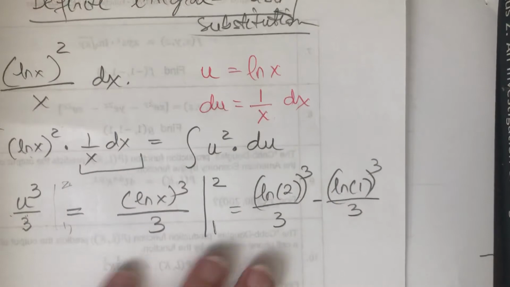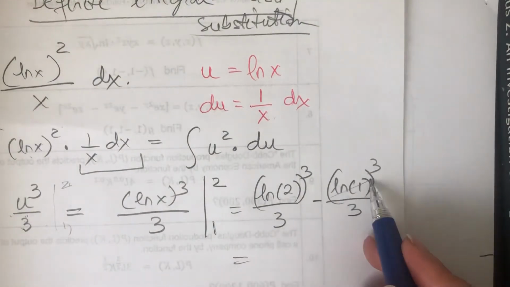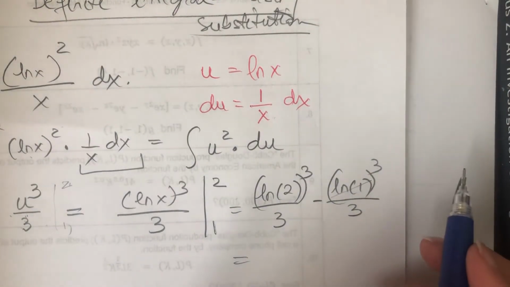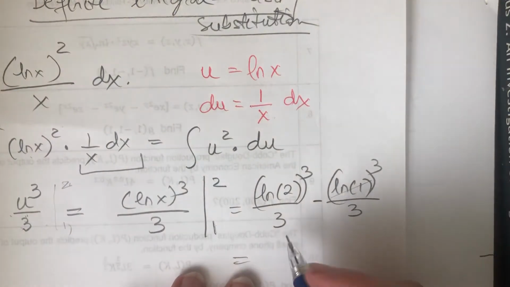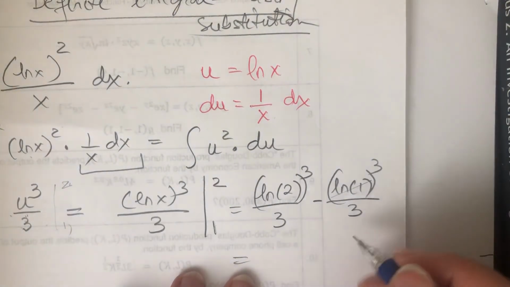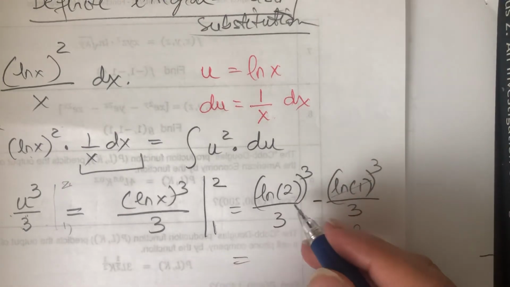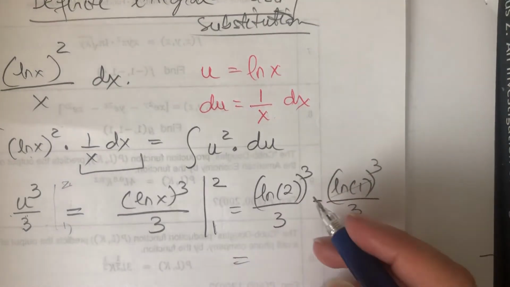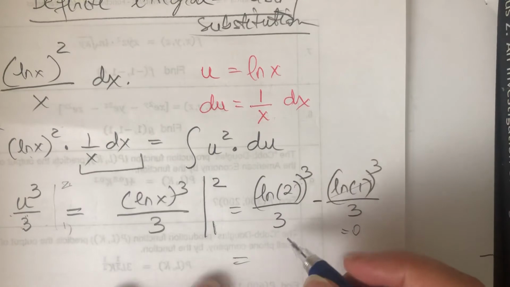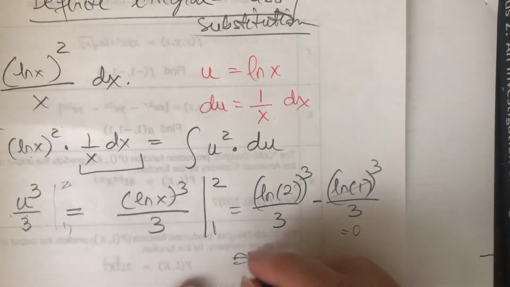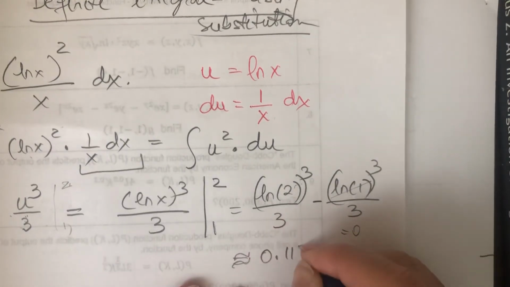Okay, so put this in your calculator. By the way, ln of 1 is 0, so 0 to the third over 3, that's a 0. ln of 2 is some kind of number, whatever, 0.691, something like that. Cube it and then divide by 3, and you're going to get approximately 0.111.